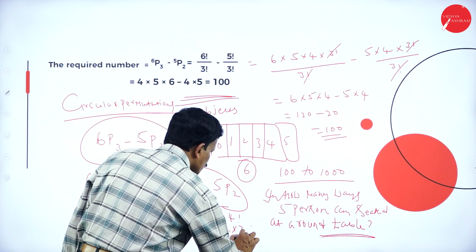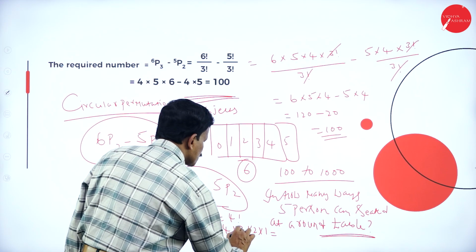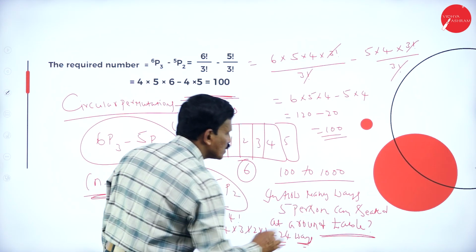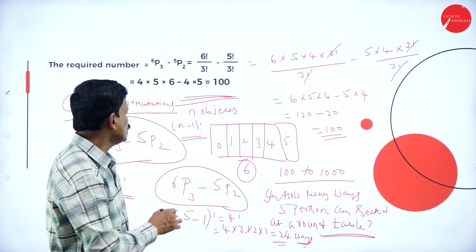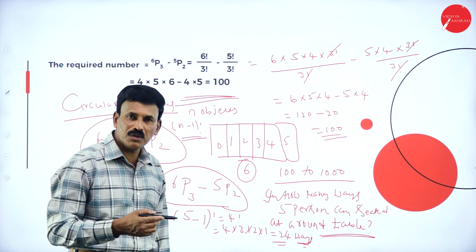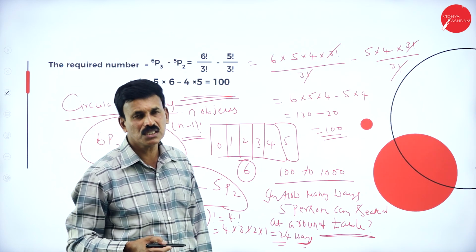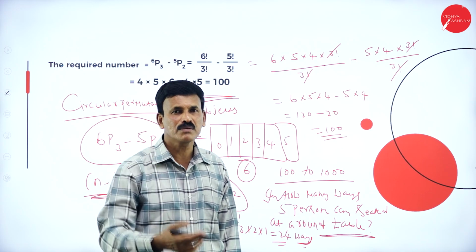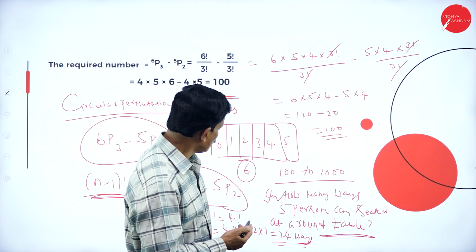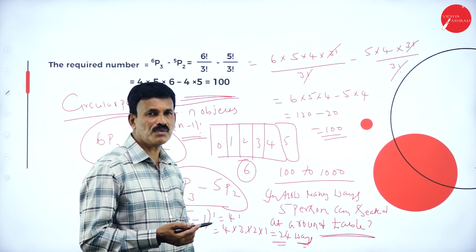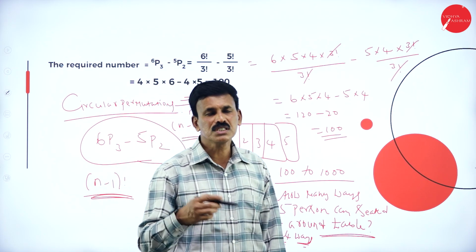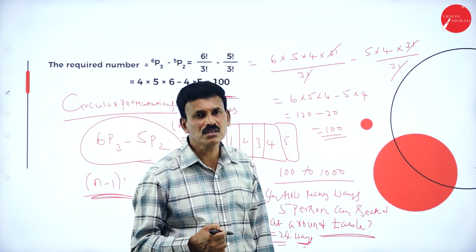That is 4 into 3 into 2 into 1, which is 24 ways. So 5 persons can be seated around a table in 24 ways. This is called circular permutation. Suppose there are 6 persons, the permutation around the round table is 6 minus 1 factorial, which is 5 factorial, equal to 120. This is how we solve problems on circular permutation.